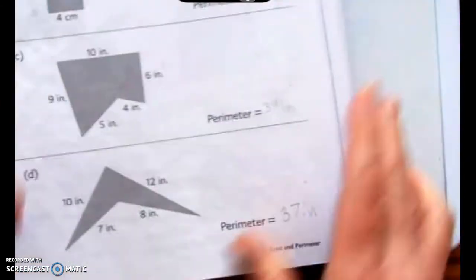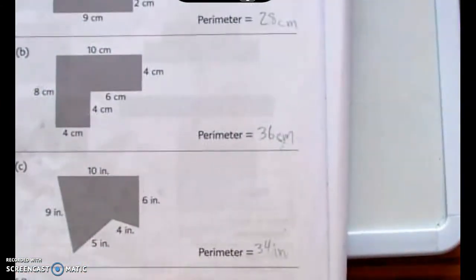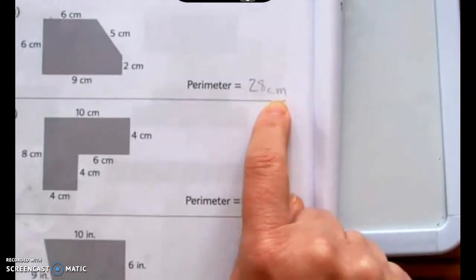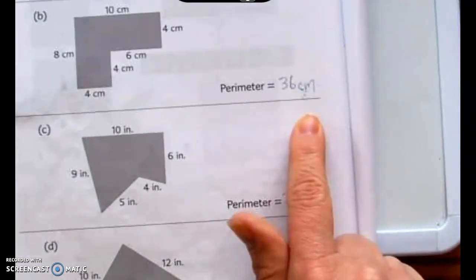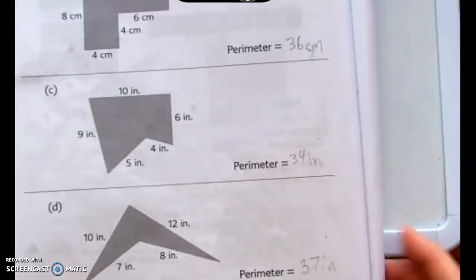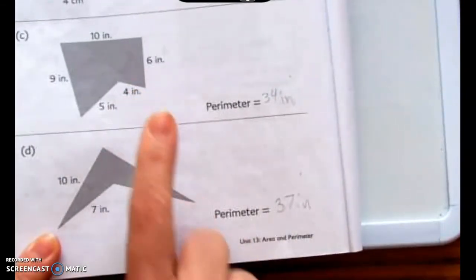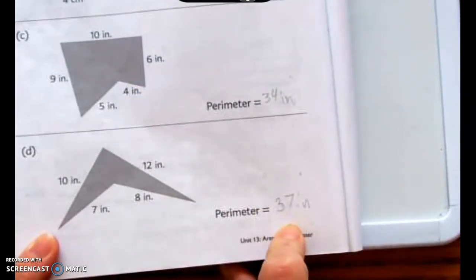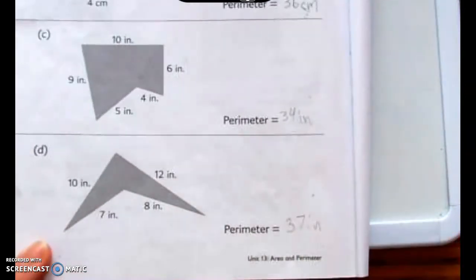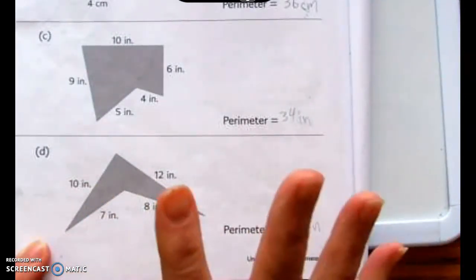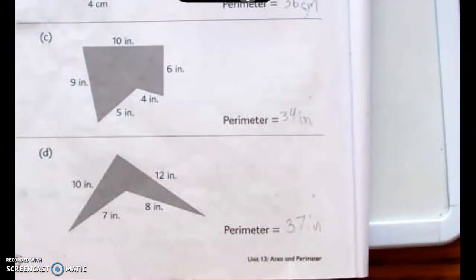I have one more page to show you, and then you can get working on other things. Here, we've got 28 centimeters on the top, 36 centimeters, 34 inches, and notice the inches as opposed to centimeters, and 37 inches. So for these, it has to be the exact number. It can't be close because the numbers are there for you. So there's no up in the air kind of answers.